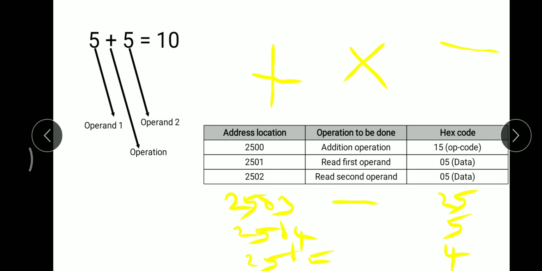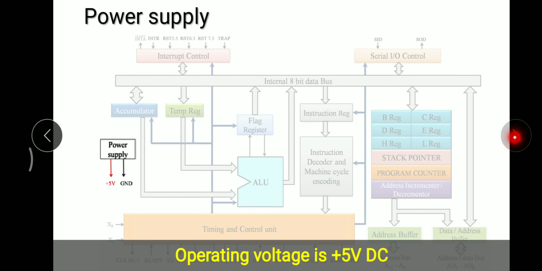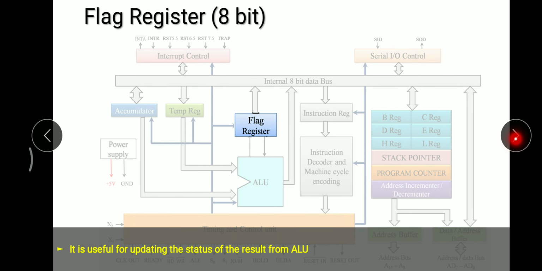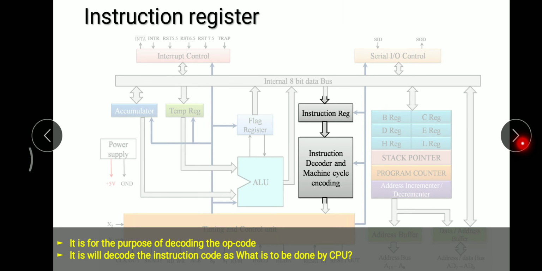Likewise, for the purpose of decoding the operation, one block is required. That block is the instruction decoder or instruction register. These are combined blocks, the instruction register and the instruction decoder, and together they decode the operation to be executed. After receiving 15 as the opcode, what the ALU has to do, whether an addition, subtraction or multiplication operation, that decoding is done by means of the instruction register.